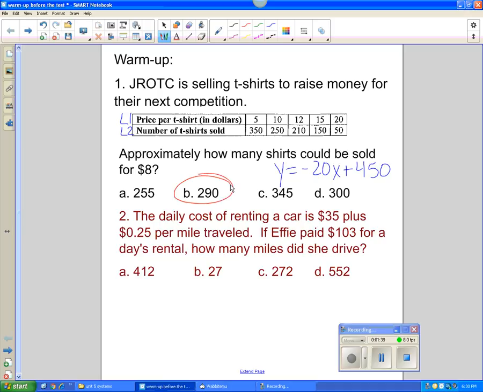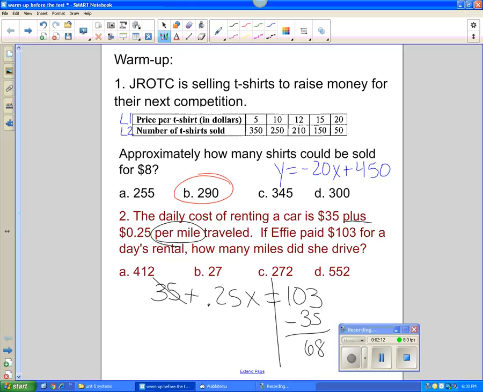Okay, number 2, the daily cost of renting a car is $35 plus 25 cents per mile traveled. If Effie paid $103 for a day's rental, how many miles did she travel? So to set this one up, I'm going to put $35 plus 25 cents per mile, and her total is 103. So I'm going to draw my line, subtract 35, which gives you 68, and drop down your 0.25.